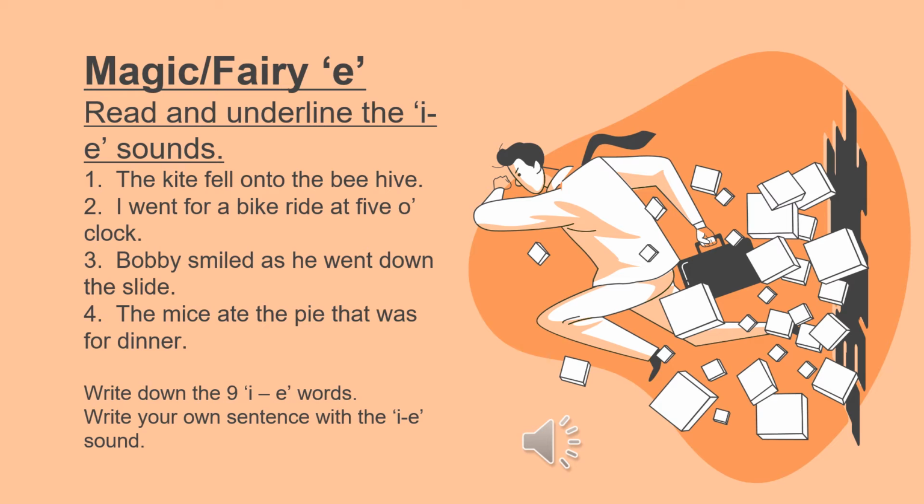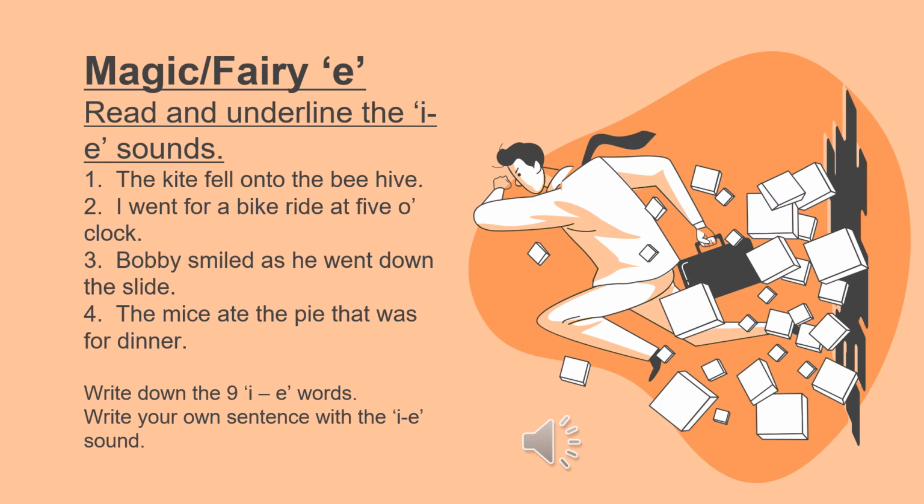There is no need for you to write your name on this worksheet because all of your worksheets would be together. You would need to read the sentences and use a color, please, to underline the IE sounds. The first sentence, the kite fell onto the beehive. There are two words that you should underline in color as they have the IE sound.